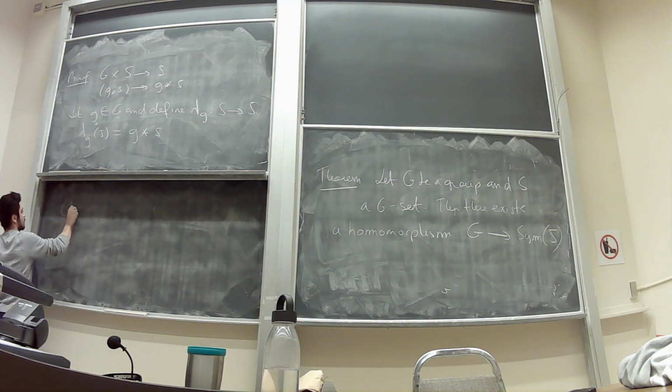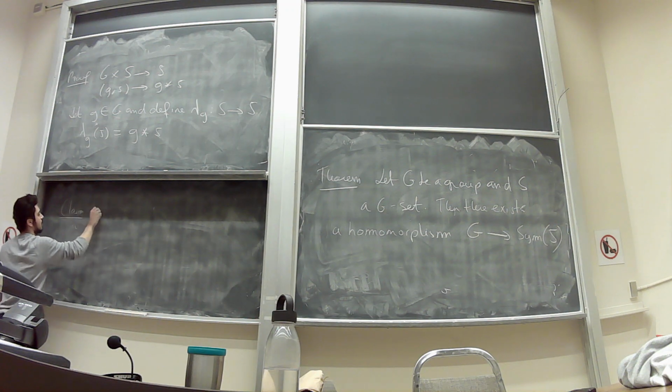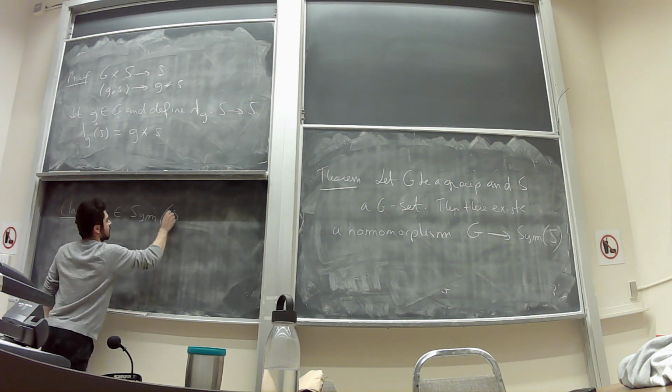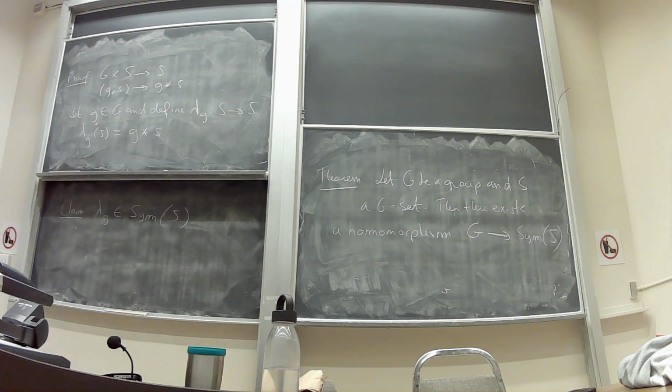Claim: lambda of g belongs to the symmetric group on S. Basically, lambda of g is a bijection on S.